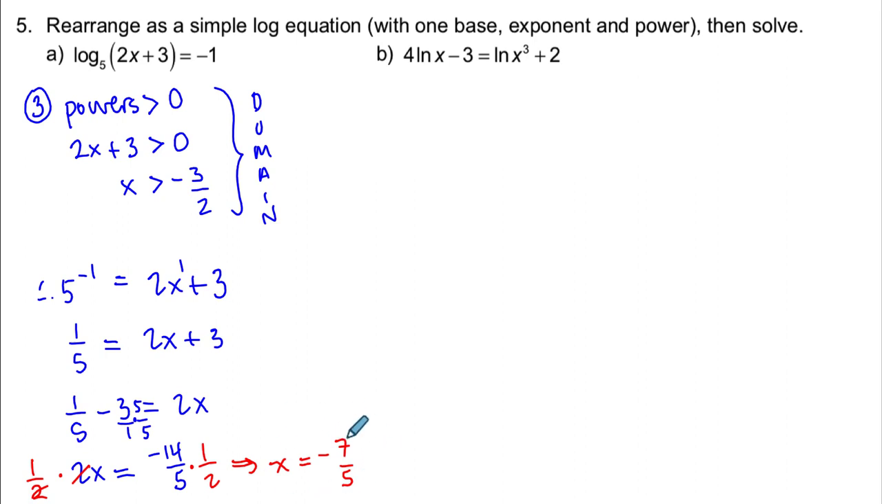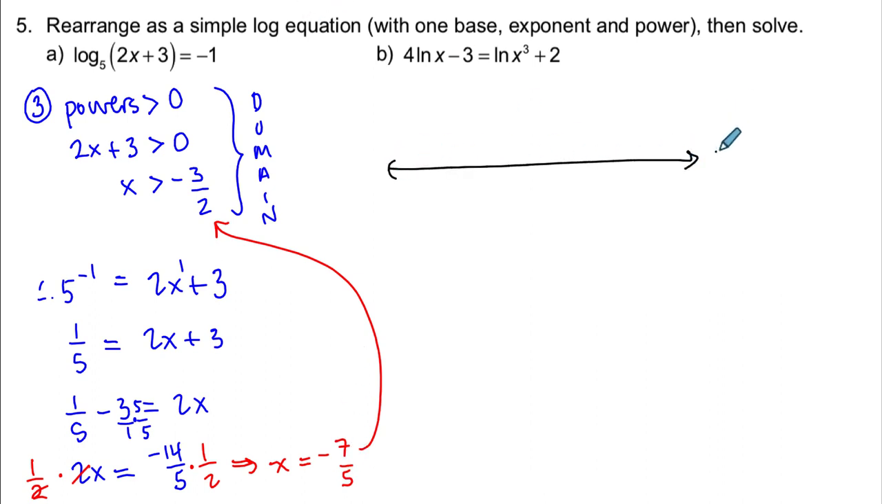So we sometimes get very excited, we have a value for x, we're done, we move on to the next question. But don't forget to go back and check against the domain. So where does negative 7/5 live on a number line? So on our number line, we know that x has to be greater than negative 3 over 2, which means to the right of negative 3 over 2. So you could use a calculator and get a decimal, but I'm just going to get a common denominator to compare negative 3 over 2 and negative 7 over 5.